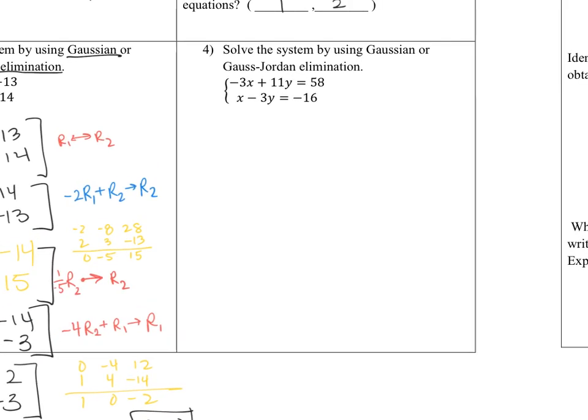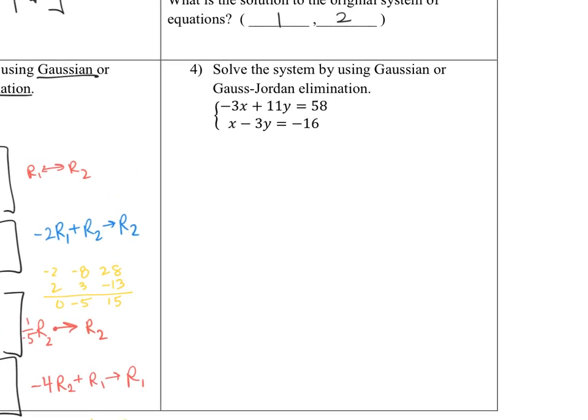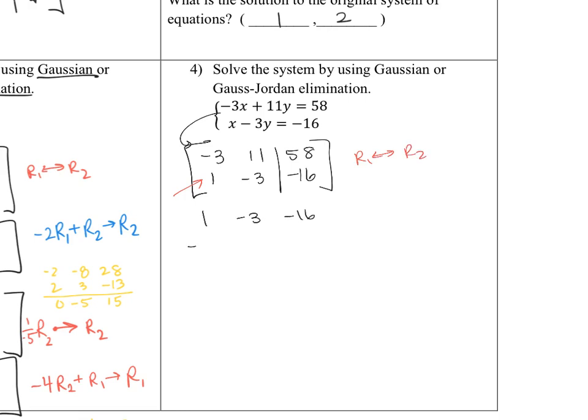Okay, let's look at number 4. Again, it wants us to use either Gaussian or Gauss-Jordan elimination. So I'm going to rewrite it as an augmented matrix: negative 3, 11, 1, negative 3, 58, negative 16. Again, I see a 1, so I'm going to interchange row 1 and row 2. So that's 1, negative 3, negative 16, negative 3, 11, and 58.